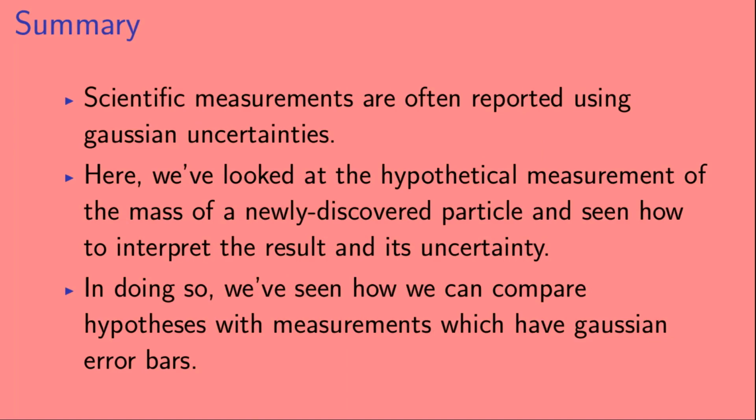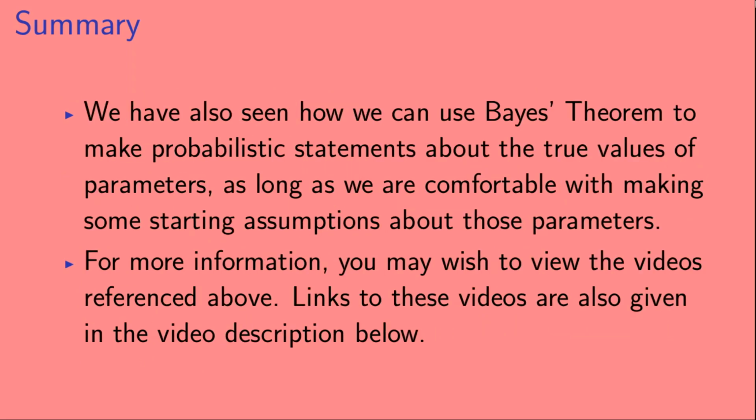Okay, let's summarize. Scientific measurements are often reported using Gaussian uncertainties. Here we've looked at the hypothetical measurement of the mass of a newly discovered particle and seen how to interpret the result and its uncertainty. In doing so, we've seen how we can compare hypotheses with measurements which have Gaussian error bars. We have also seen how we can use Bayes' theorem to make probabilistic statements about the true values of parameters, as long as we are comfortable with making some starting assumptions about those parameters.